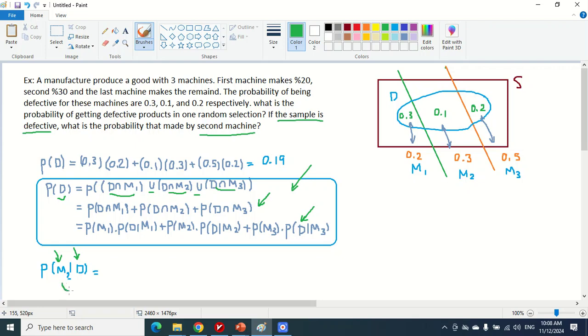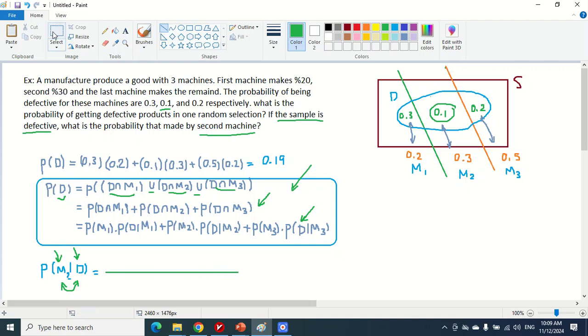Indeed, we have the value for the swapped case, meaning we know the probability of being defective if it's made by the second machine is 0.1. It's given by the question as well. But I need the inverse case. I want to swap the place of the condition over here. So to calculate this value, simply you can divide the corresponding value for M2 over the whole values that we have.